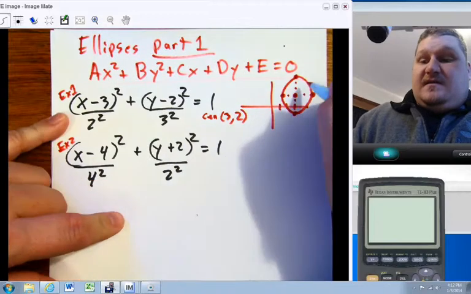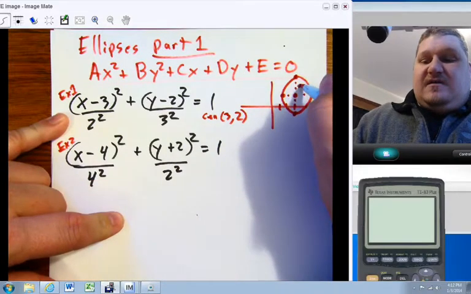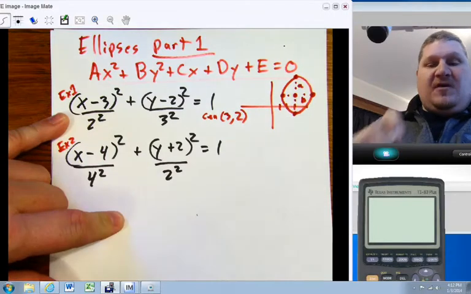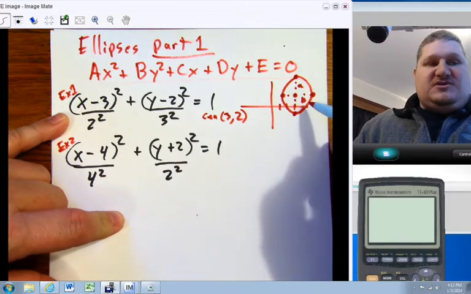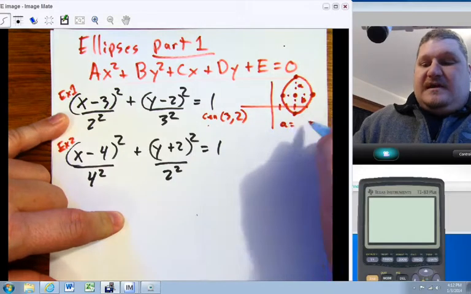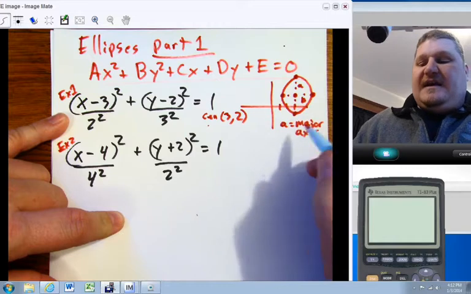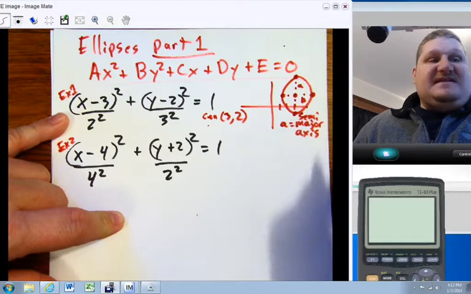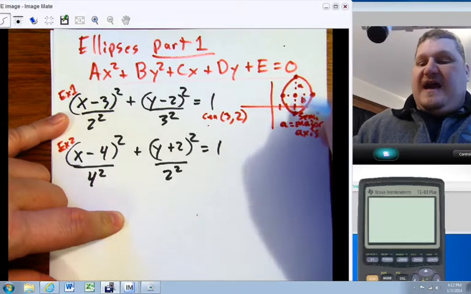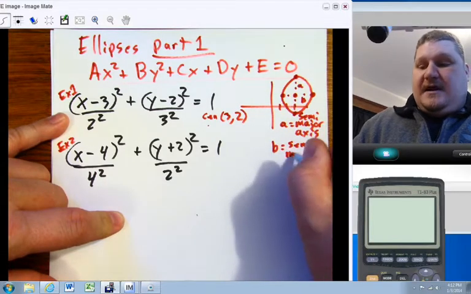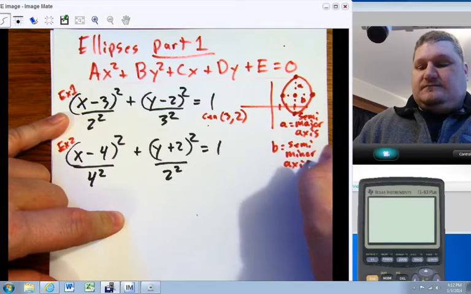Now, this longer bit is considered A. The shorter bit is considered B. It doesn't matter which one comes first. A is longer, B is shorter. A is the major axis. Except the A by itself is not major because you go A each way, so we call it the semi-major axis because it's half of the major axis. B is a semi-minor axis because it's shorter.